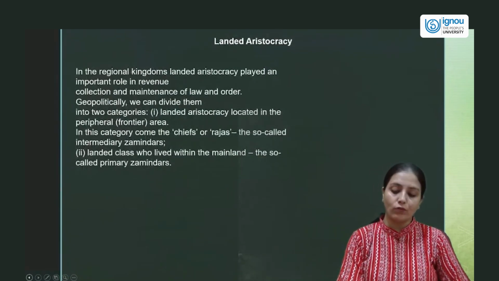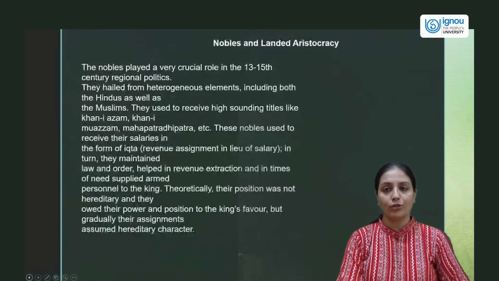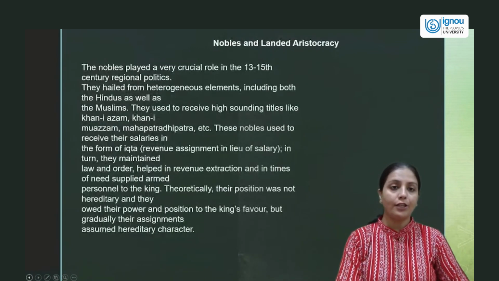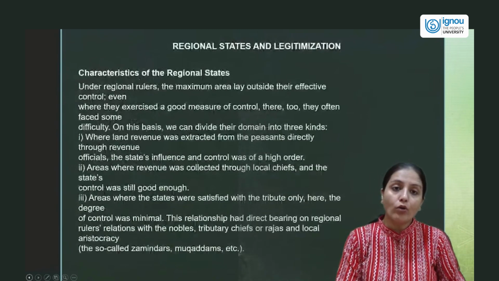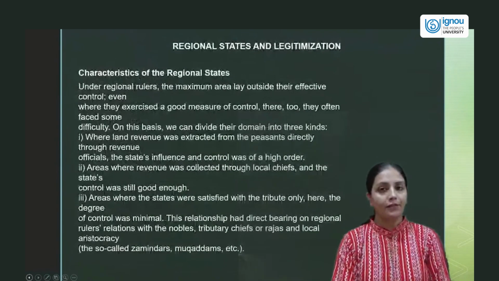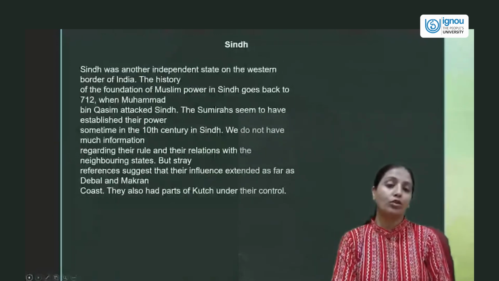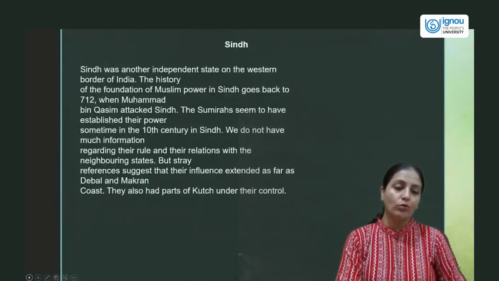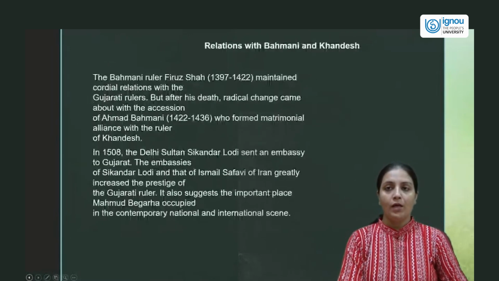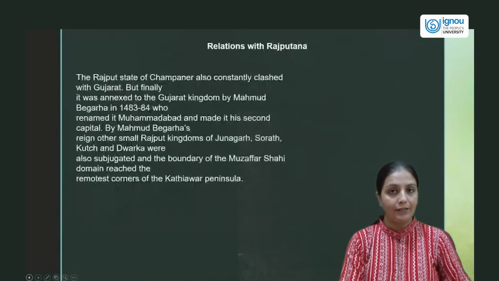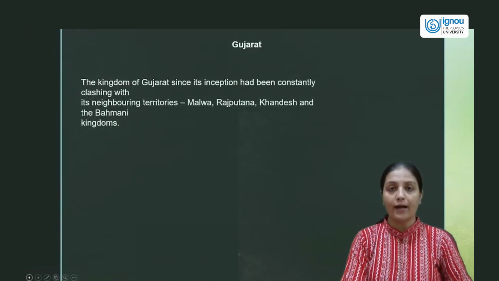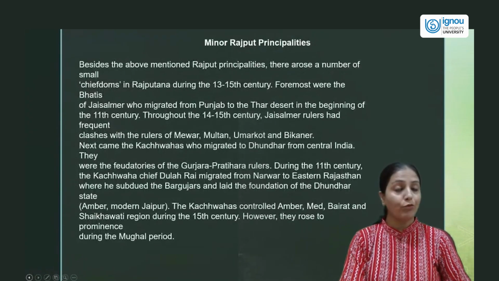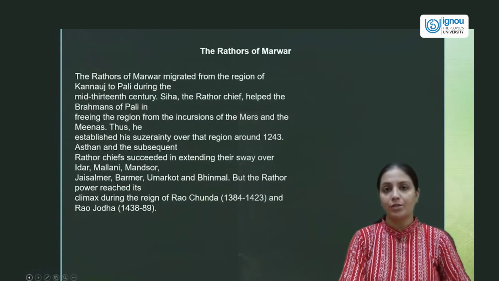We have studied about nobles. What was the role of nobles and aristocracy in that particular area in the 13th to 15th century? Regional states, how they connected with their regions and with their nearby areas. Sindh, yes, the Muslim majority was there at that time also. The ruler was Muslim. Relation with Bahmani and Khandesh, Kamrup, Rajputana, relation with Malwa, and relation with Gujarat, and minor Rajput principalities and major Rajput principalities.